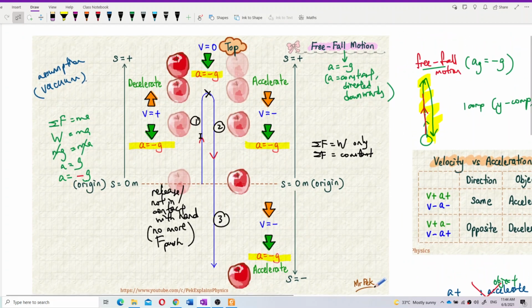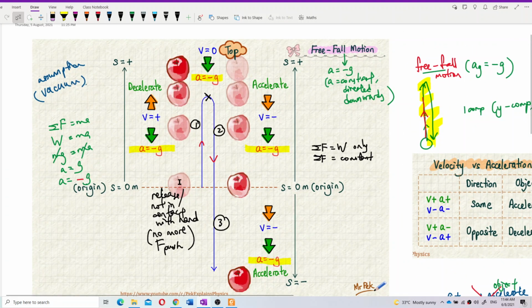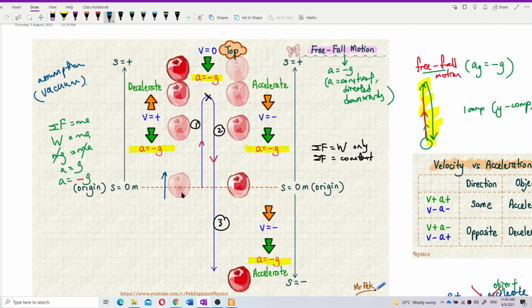Okay, look at the first part. We know that this apple, when going up, is slowing down, isn't it? When you throw the apple upwards, it initially has a very high velocity, and then it slows down until the maximum height. At the maximum height, it has zero final velocity, but it still has the acceleration due to gravity.